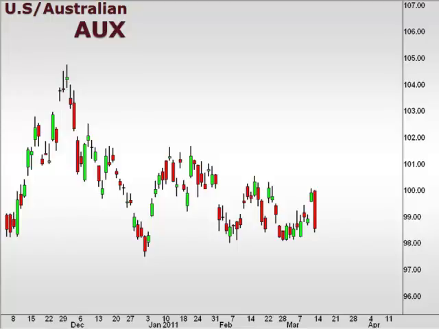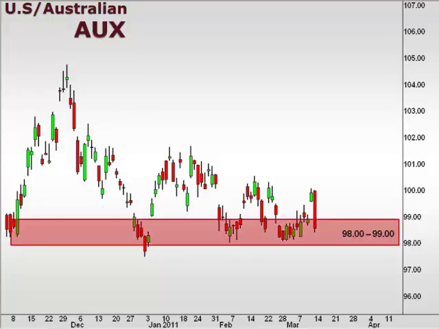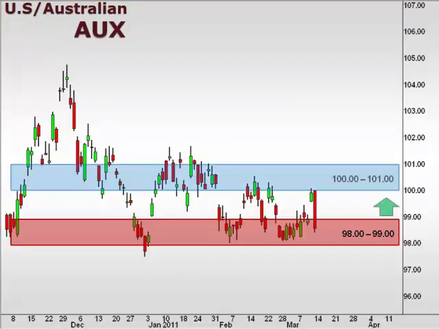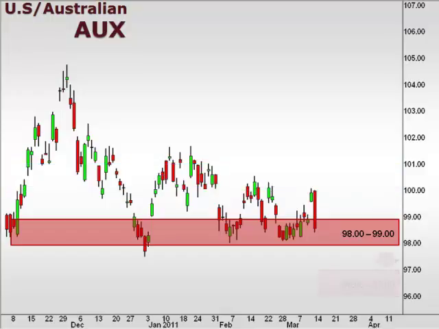Let's take a look at the AUX, the U.S. versus the Australian dollar. Well, the AUX gave back all of its ground last Friday, closing back down in the 98-99 focal zone. This level should hold as support. However, the 100-101 focal zone needs to be overcome to lend any credibility to a reversal of the downtrend. A break below 98 opens the window for a continuation down towards 96.